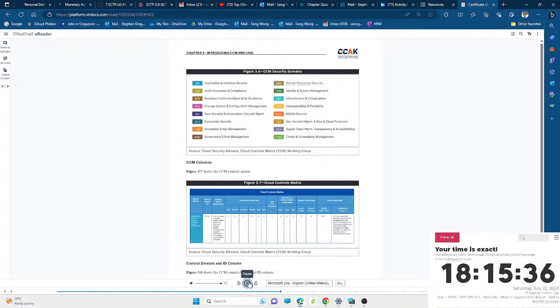HRS, human resources security. IAM, identity and access management. IVS, infrastructure and virtualization. IPY, interoperability and portability. MOS, mobile security. SEF, security incident management, e-discovery and cloud forensics. STA, supply chain management, transparency and accountability. TVM, threat and vulnerability management. Source, Cloud Security Alliance, Cloud Controls Matrix, CCM, Working Group.